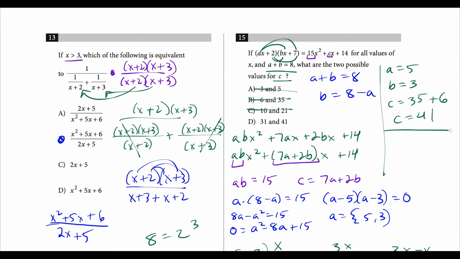For the second case here, let's say we said a is equal to 3. We choose the second possibility here. Well, if a is equal to 3, then b would be equal to 5. And then c would be equal to 7 times a, or 7 times 3, which is 21, plus 2 times 5 is 10, so c would be equal to 31. So choice D is definitely our answer.